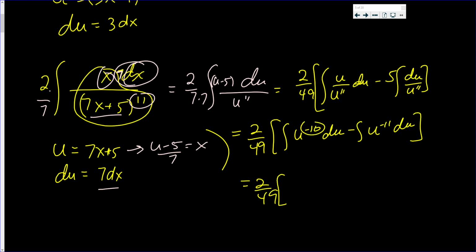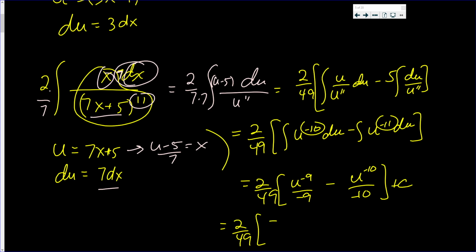You add 1 to that number, you get negative 9, divide by that number, minus, you add 1 to that power, and then you divide by that power, plus c. So it's 2 over 49 times negative 1 over 9u to the ninth. These two negative signs cancel out to a positive, and you get 1 over 10 u to the 10th plus c. And there is your answer.